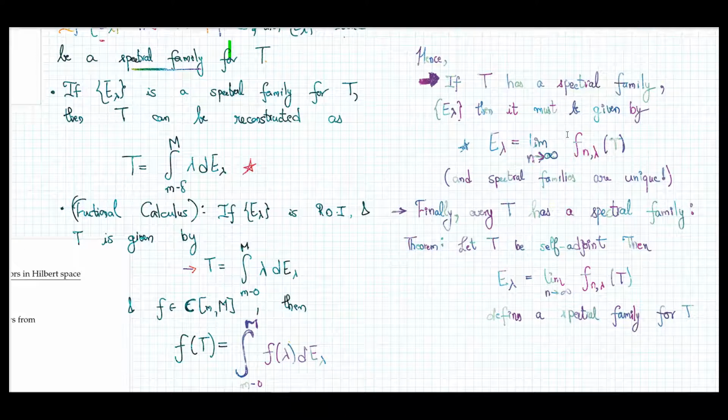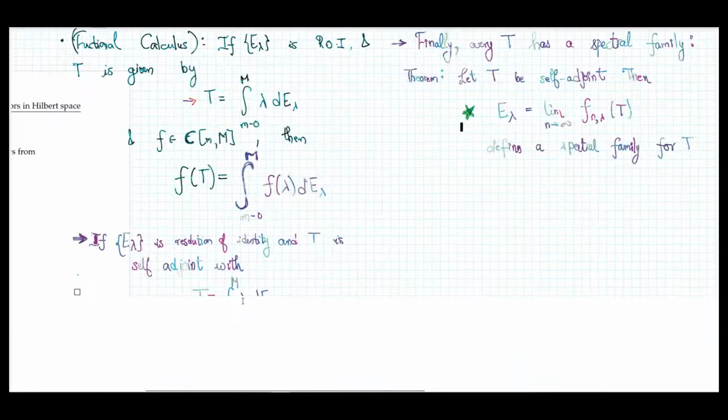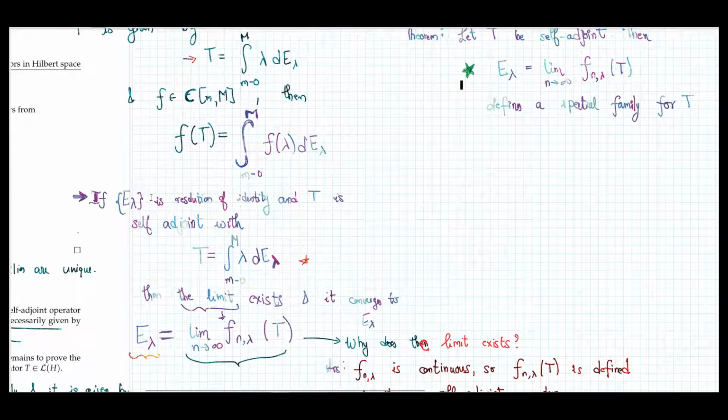And finally, summing it all up together, I can say that every T has a spectral family. So I'm saying that let T be a self-adjoint operator, then E lambda given by this formula defines a spectral family for T. So this is how I sum up everything. So starting with this proposition saying that if E lambda is a spectral family for T, then T is given by this. Then I'm saying that if E lambda is a resolution of identity and T is given with this formula, then I can say that E lambda is given by this formula, and still this E lambda is a resolution of identity.